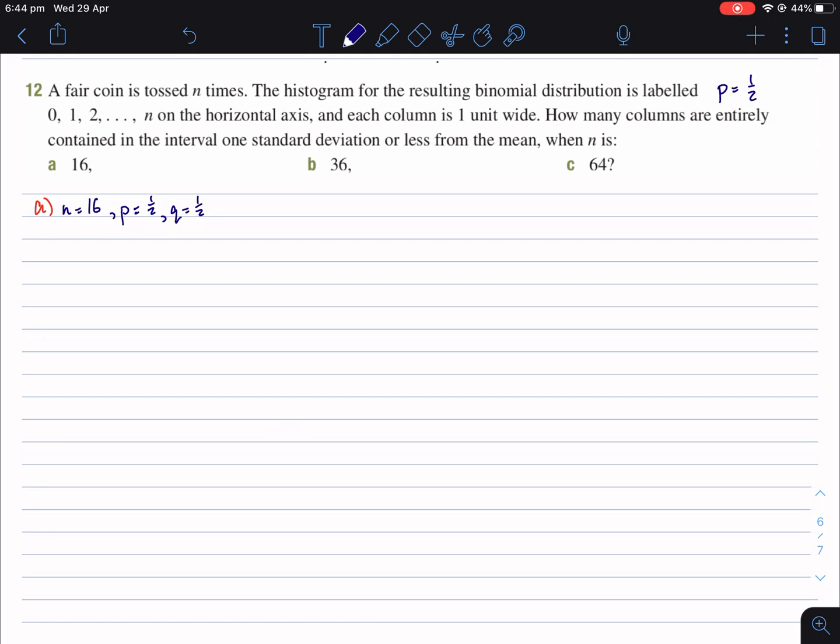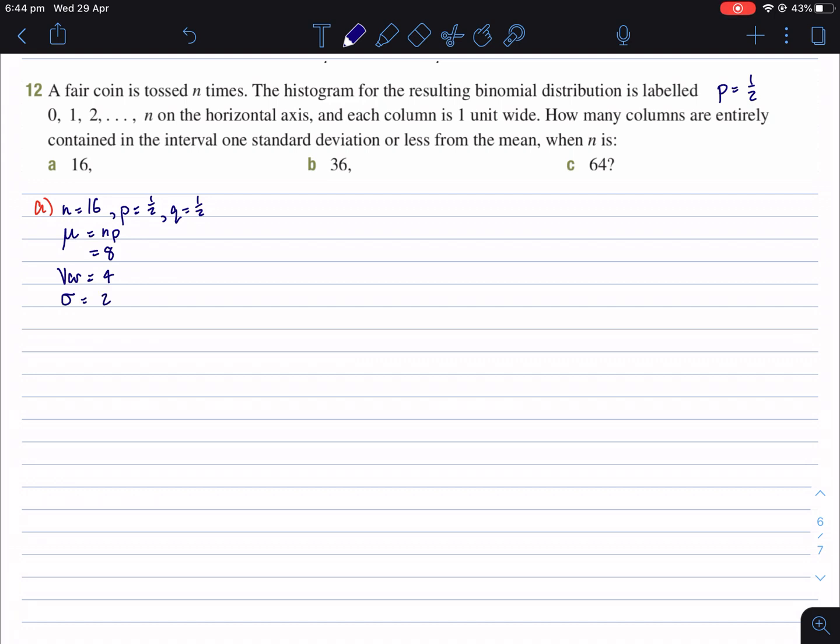So the mean equals 16 times a half times a half. 16 times a half, so it's going to be 8. The variance is 16 times a half, so it's 4. So the standard deviation is going to be 2, yeah?